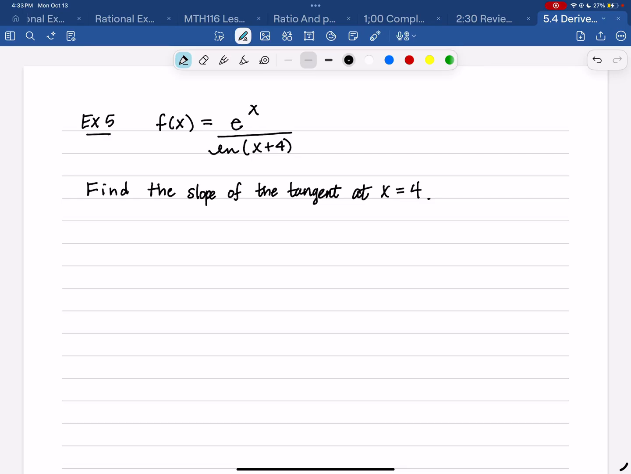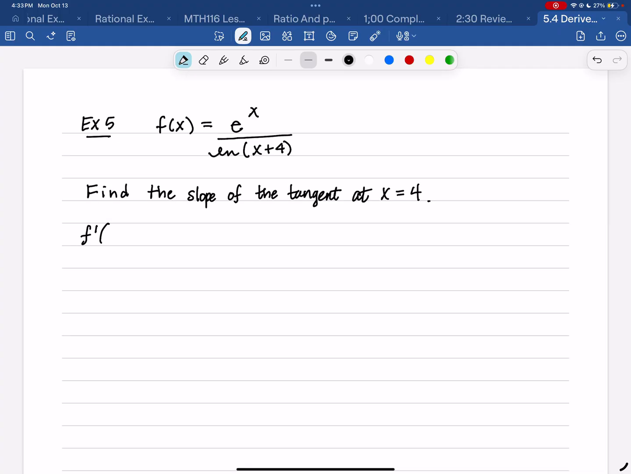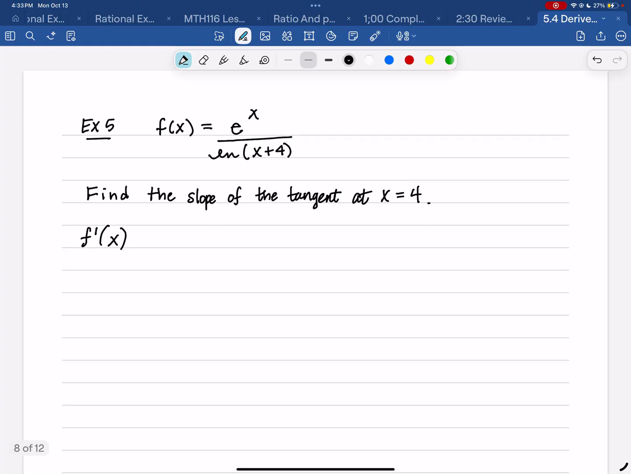Example 5. f of x is e to the x divided by the natural log of x plus 4. And they ask us to find the slope of the tangent at x equals 4. So we're going to have to find f prime of x and then evaluate it at 4. Well, we've got a numerator of e to the x and a numerator prime of e to the x, because the derivative of e to the x is e to the x. We have a denominator of the natural log of x plus 4.